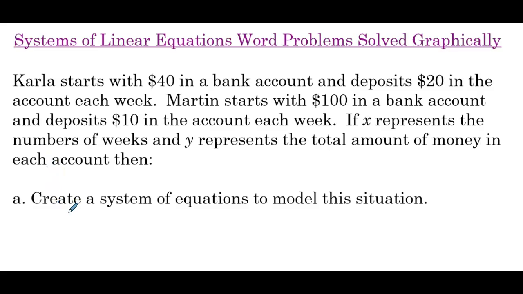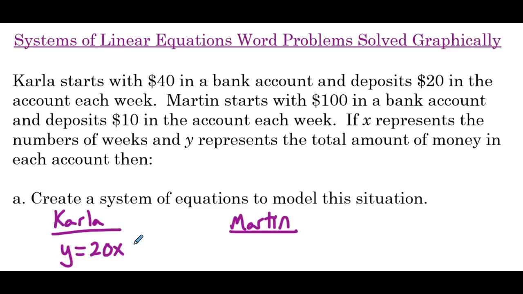Now we want to create an equation for Carla and for Martin. Okay, so for Carla, $40 is going to be the fixed amount, right? That's how much is starting in the bank account, so that's the y-intercept. And $20 is the rate at which she's putting money into the account each week, so that's going to be the slope. So the equation would be y equals 20x plus 40.